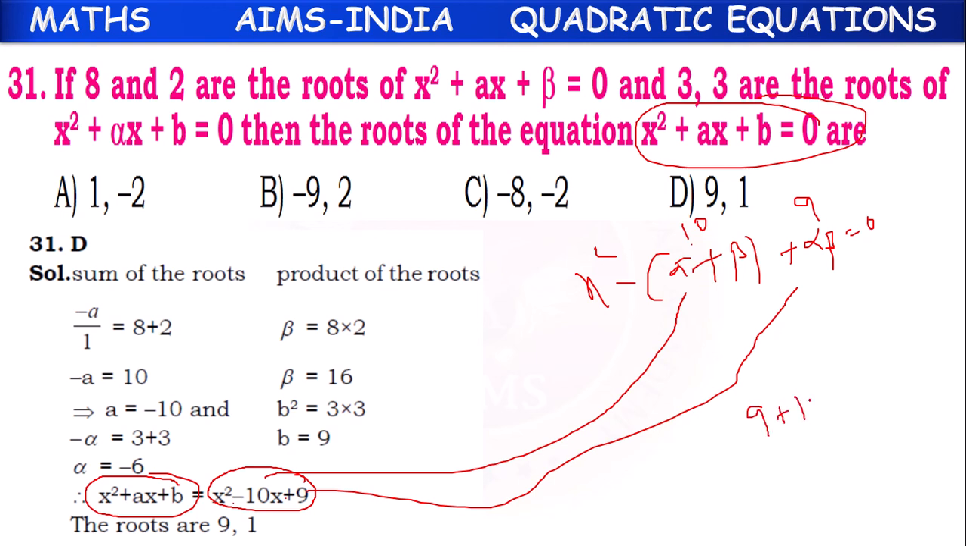9 plus 1 will become 10. 9 into 1 will become 9. So the roots are 9 comma 1. So option D, 9 comma 1 is the correct answer.